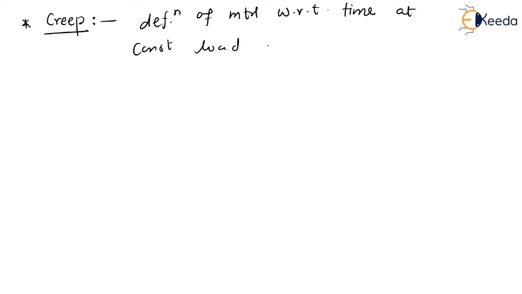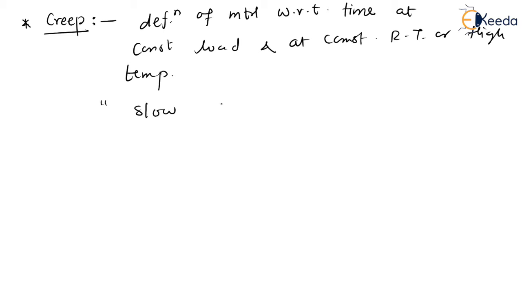Okay. So dear students, what is creep actually? So this is the deformation of the material. Deformation of the material with respect to what? With respect to time. Yes. At constant load and at constant room temperature, or you can have also the high temperature. Okay, so dear student, this is also known as the slow or progressive deformation. Progressive deformation. Okay, so this is the creep. So this is actually the time dependent deformation, dear students, in the material. It is known as the creep.